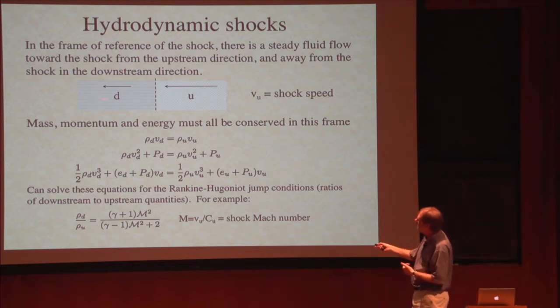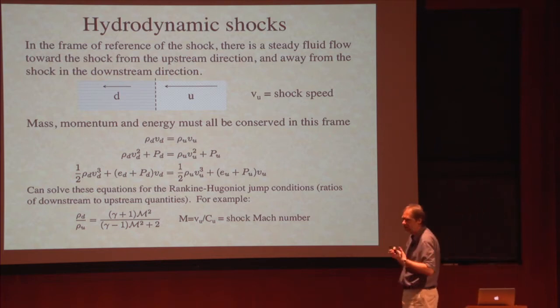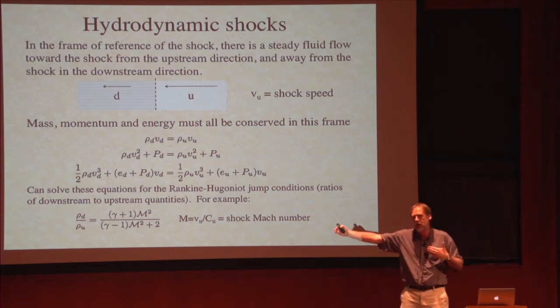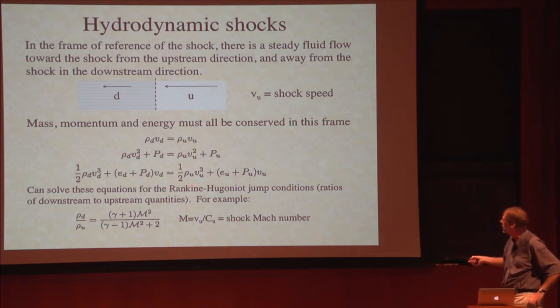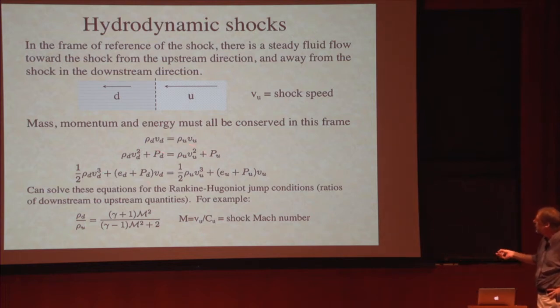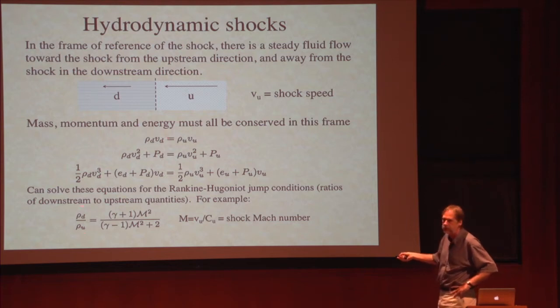The downstream flow is moving away from you at some unknown velocity, but you can compute what that is because you know that mass, momentum, and energy all must be conserved in this frame. Whatever the mass flux is coming into you from the upstream must be flowing away from you in the downstream frame. Similarly, whatever momentum is coming into you, whatever energy is coming in must be flowing away. So you can write down in steady state this system of nonlinear equations which relate the conditions in the upstream flow to the downstream flow. And while there are more unknowns than equations, so you can't solve them for each individual quantity, you can solve them for the ratios of the quantities.